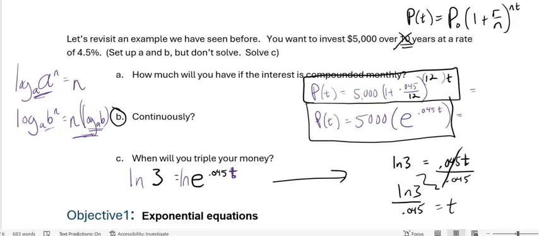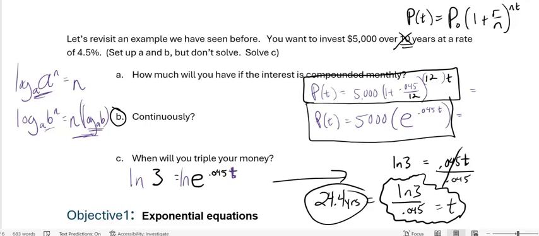Now in this example, we probably wouldn't ever want to leave our answer like this because it's an application. The question was how long to triple your money. So I would never say, oh, it would take me the natural log of 3 over 0.045 years. I don't think I'm going to say that. I would just take my calculator out and find it, and I get 24.4 years. 24.4 years. Okay, and that's approximately, so we can use our approximate equal sign.